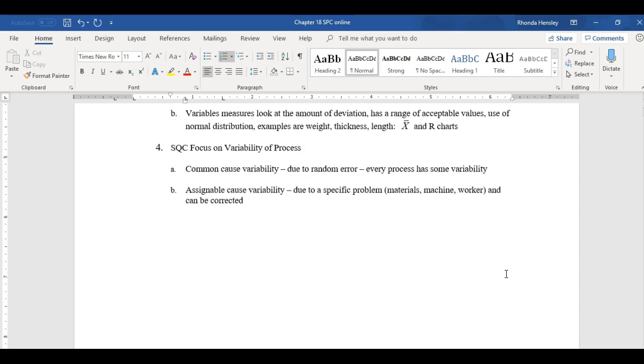Statistical quality control looks at variability in processes, and I would tell you that the theory tells us that every process has variability.